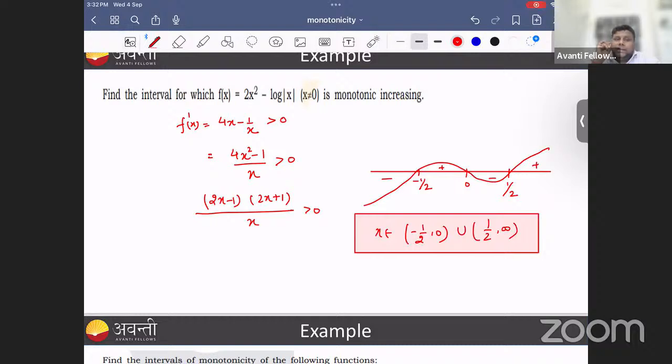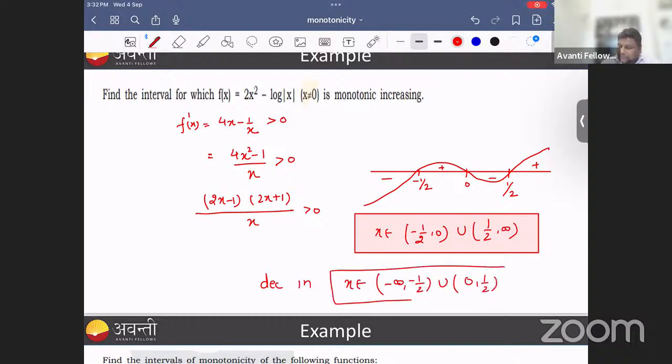Have a look at it. We figured out the derivative, and then we made the derivative positive to find the interval where the function is increasing. Now, definitely in the rest of the interval, the function is going to be decreasing. So decreasing in x belongs to minus infinity to 0. Sorry, minus infinity to minus 1 by 2, union 0 to 1 by 2. All right. Anybody facing any problem?